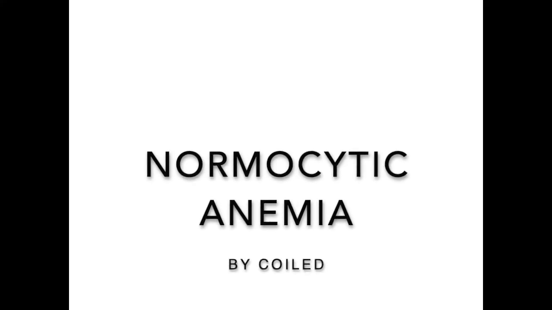And so now we're going to go through the normocytic anemia. Normocytic anemia means that the size of the erythrocyte is somewhere between 80 and 100 femtoliters. And the most important thing over here is that it's a very big group.